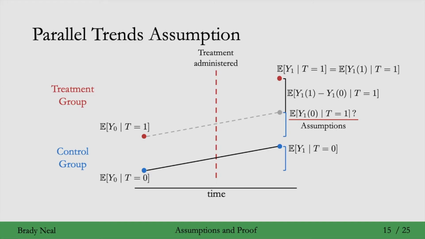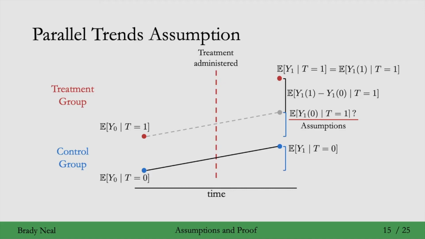Okay, so the parallel trends assumption is that these two vertical distances, between the two blue points and between the red and the gray point, are the same. These two blue intervals are of the same length. An equivalent way of saying that is that this black line connecting the two blue points and the dotted gray line connecting the red and the gray point have the same slope. In other words, they're parallel lines. That's why it's called the parallel trends assumption.